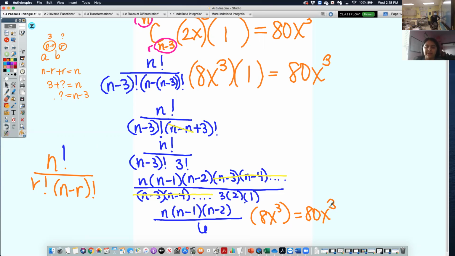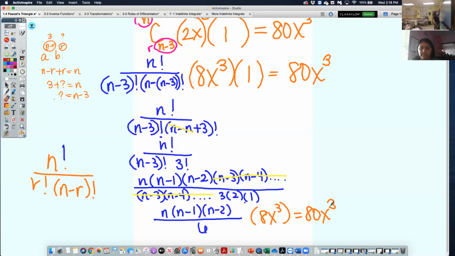Would we have to factor out the rest of the blue or just leave it like that? That's a personal choice to actually multiply out the n times n minus 1 times n minus 2. But it's from this calculator, so we're going to get to a certain point, and then we're going to use our calculator to get our answer.